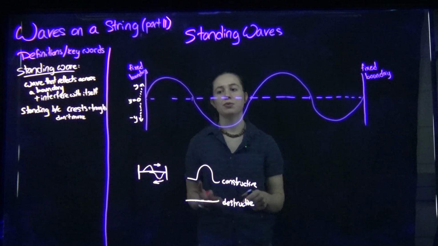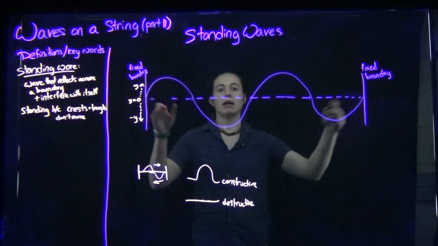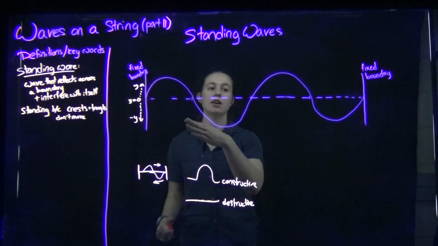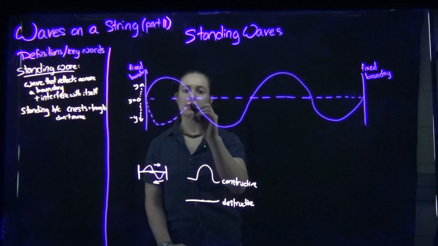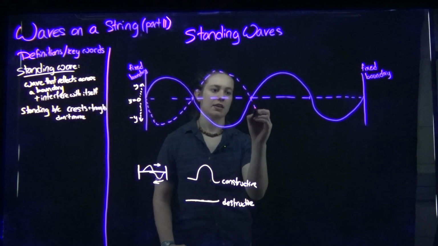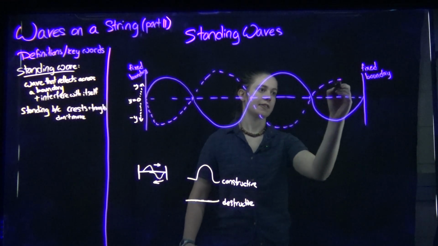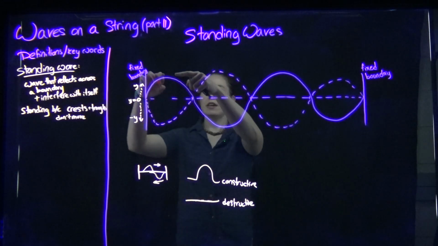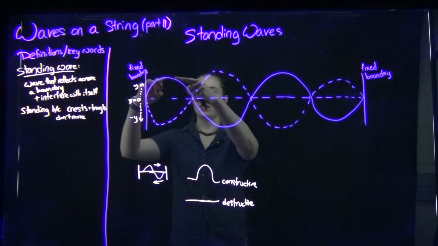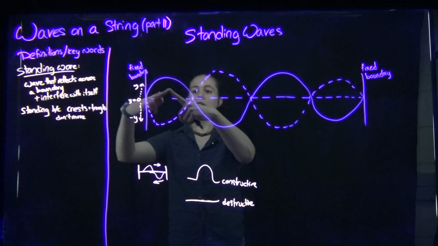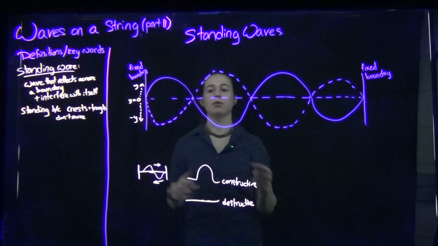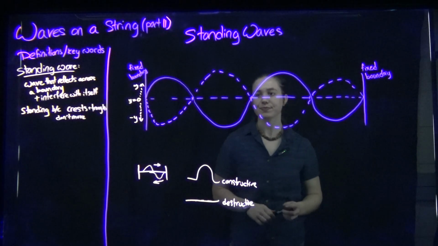Essentially, if you had a string between two fixed boundaries and you pluck it, you're going to get this waveform. And it's going to oscillate up and then down. So over time, you'll see this peak crest go down, and then it'll be pulled back up, and it'll just flip back and forth between those two.